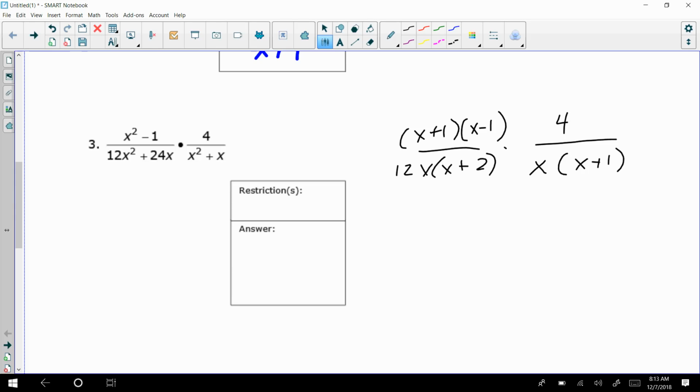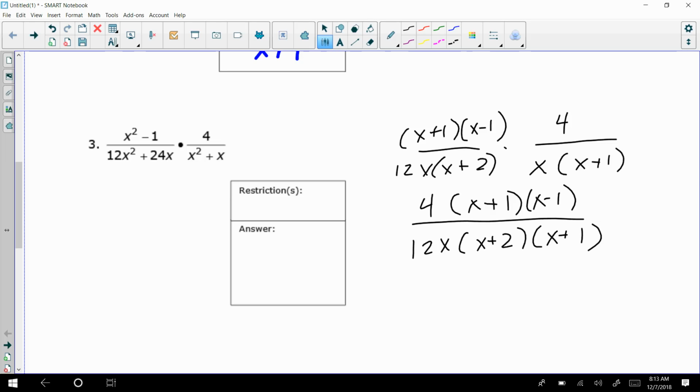So I'm just going to rearrange this problem. I want all of my stuff that's not in parentheses in the front. So I have 4 over 12x. And then I want all the parentheses after. So x plus 1, x minus 1, and then we have x plus 2 and x plus 1. So there are three restrictions now. We have x equals 0, x equals -2, and then x equals -1.